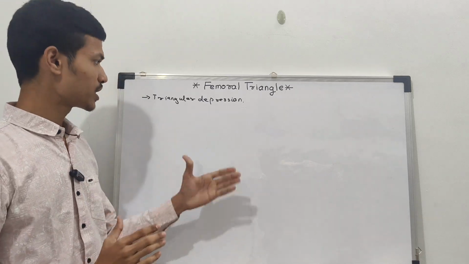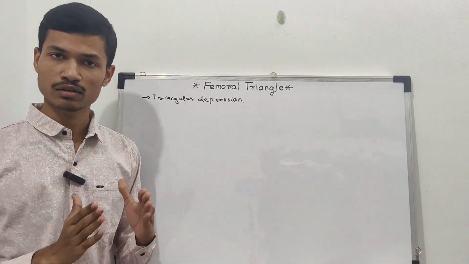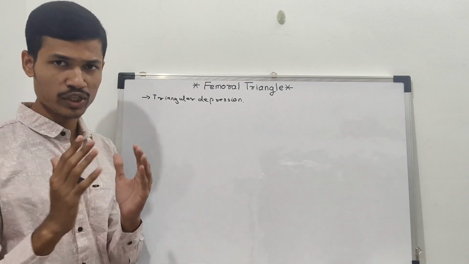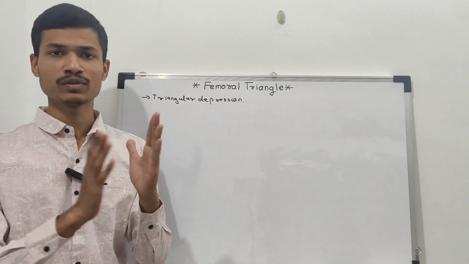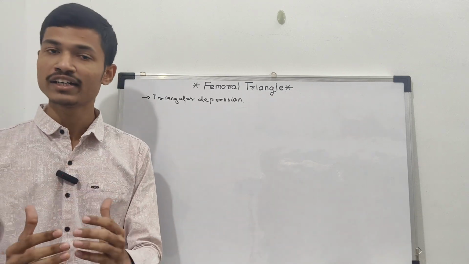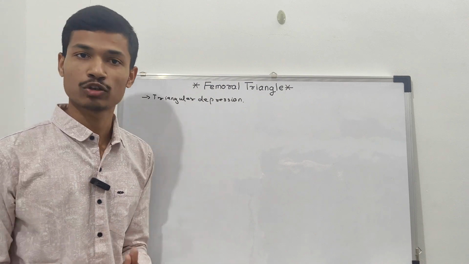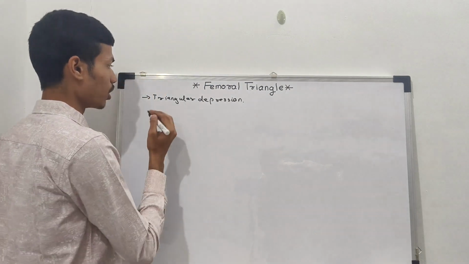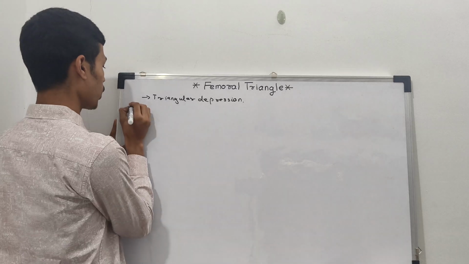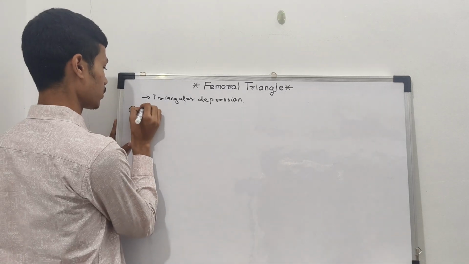So we will discuss this topic in bits, like boundaries. First we will discuss all the boundaries, what are the boundaries that form this femoral triangle, then the content, and finally we will discuss the clinical anatomy about that. Okay, so first let's understand what are the boundaries of this.